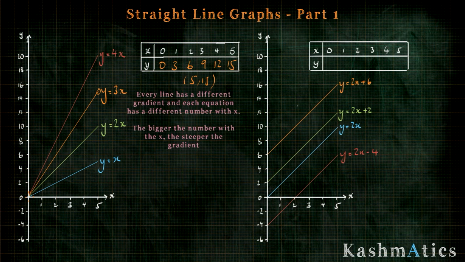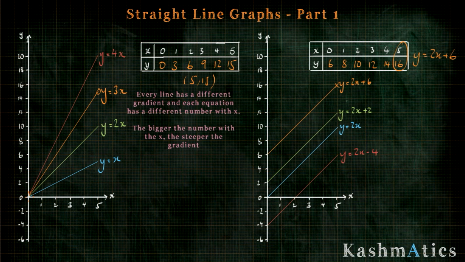Now let's have a look at these lines on the right hand side. Before we analyze them, I'm just going to fill in a table of values for one of these. Okay, so we'll do the one for y equals 2x plus 6. So that means the y coordinate is 2 times the x coordinate plus 6. So 2 times 0 is 0, plus 6 is 6. 2 times 1 is 2, plus 6 is 8. And if you carry on through, you'll get these coordinates. So for example, this one here, that would be 5, 16, which is that point there.